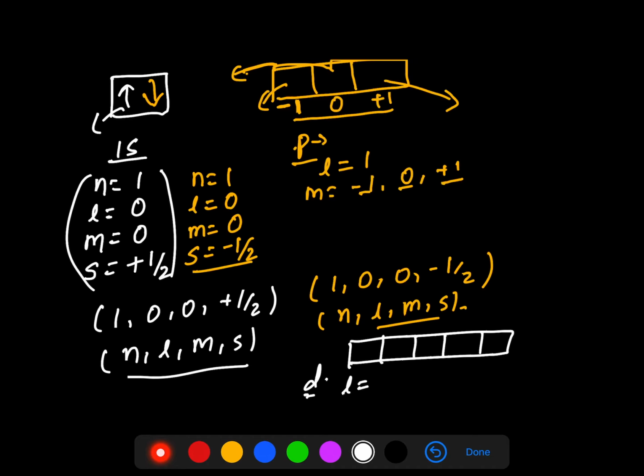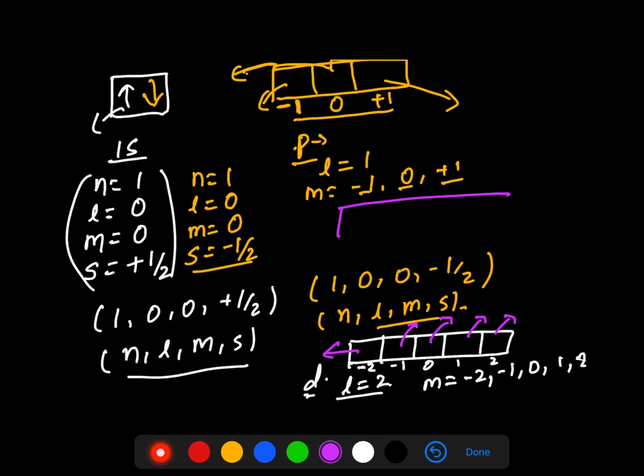For d, the value of L is 2, so the value of m should be minus 2, minus 1, 0, plus 1, plus 2. So you start from the left hand side: minus 2, minus 1, 0, plus 1, plus 2. If the electron is there in the first orbital of d, we'll say the value of m there is minus 2. If in this, the value of m is minus 1. Similarly, the value of m is 0, 1, 2.